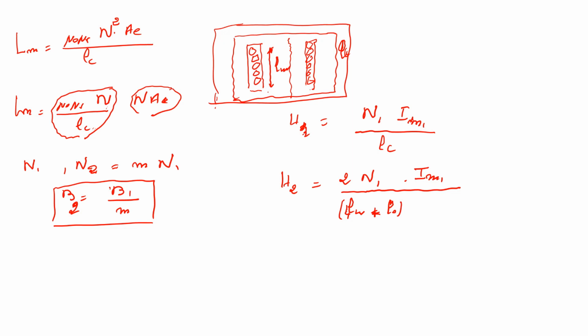So now if you continue the calculation, if you increase the number of turns by m times, the magnetic field Hn will be equal to m times N1 divided by 2 m LW plus L0. So this is the equation of the magnetic field when you increase the number of turns by m times.